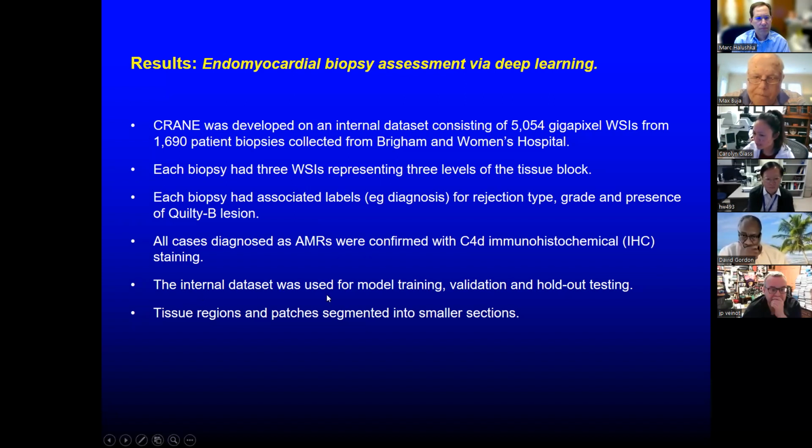The internal data set, okay, so we have all these slides from the US data set, and it went through training, validation, and a full depth test. That just means there was a separate data set of slides that were not involved in the training or validation that was used to separately test them out.